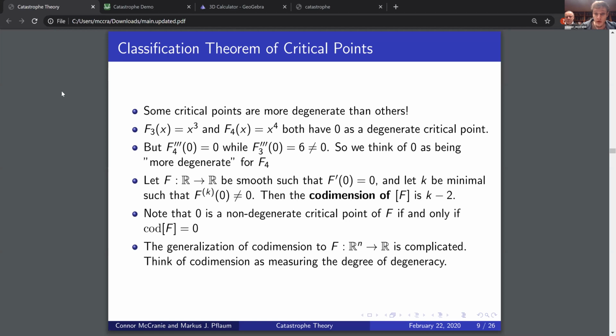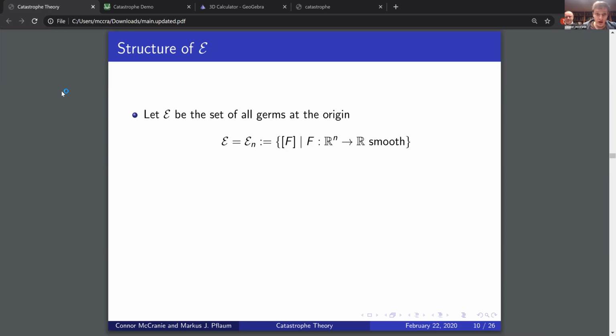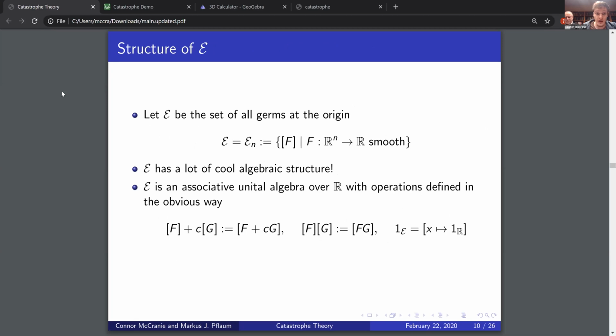Okay, cool. So for the mathematicians who are wondering why this is called codimension, it's because of the general. So the actual definition involves looking at the set of all germs around the origin. In fact, this set has a lot of algebraic structure. It's an associative unital algebra over R with operations defined in the obvious way. The sum of the germs is the germ of the sums, and so on. It has a lot of nice properties. It's a local ring. It has a unique maximal ideal of the set of functions which vanish at the origin.